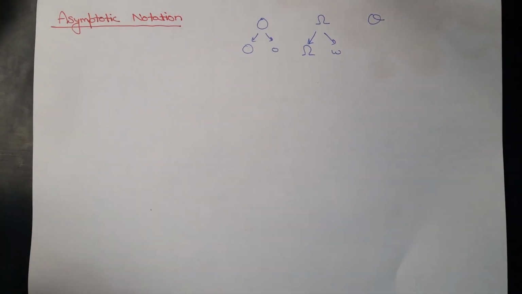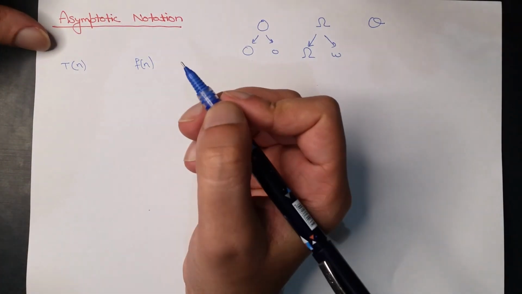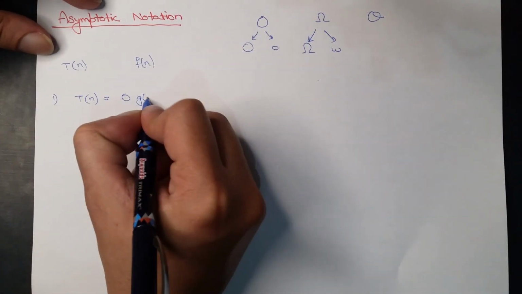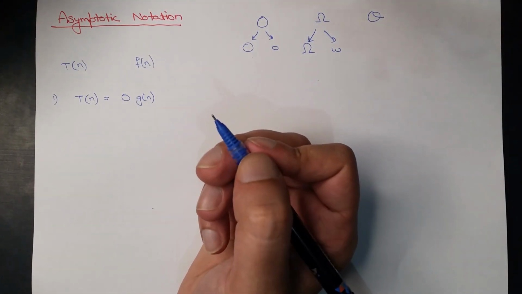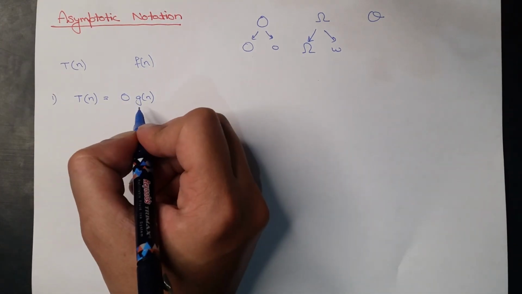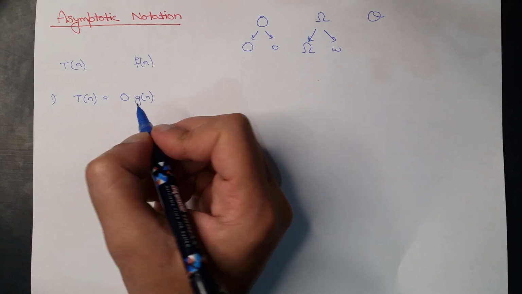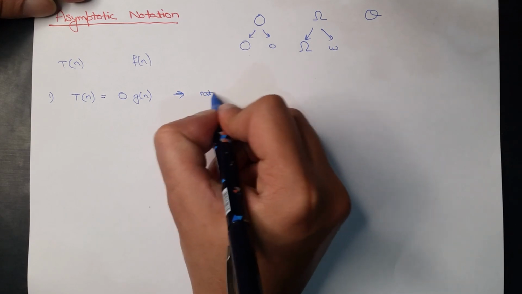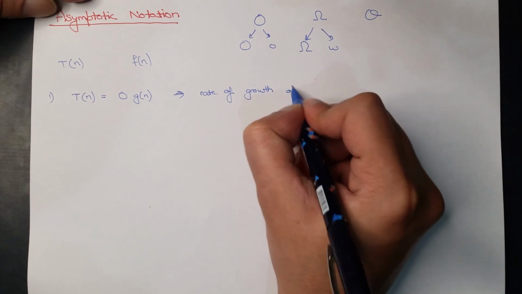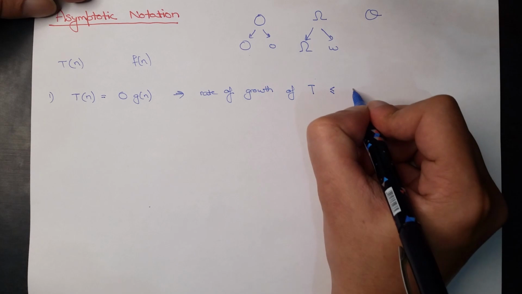Let there be two functions, t and g. Both of them have input size n. If t(n) is equal to big O of g(n), then rate of growth of t is less than or equal to g, which is another way of saying that t will never take more time than g. So, rate of growth of t is less than or equal to g.